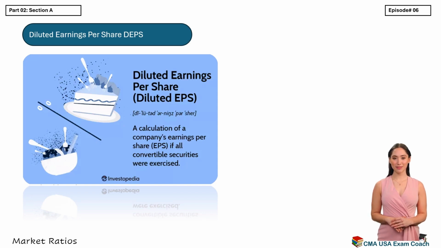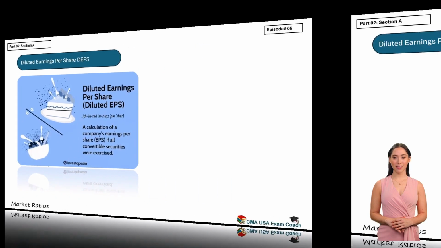Why does this matter? When these securities convert to shares, the total number of shares increases. That means the same profit is now spread over more shares, which can reduce the earnings per share. So, diluted EPS helps us understand what the earnings per share might look like if all potential dilutive securities were converted. Before we continue with diluted EPS, let's take a step back and understand basic EPS more clearly with a simple example.